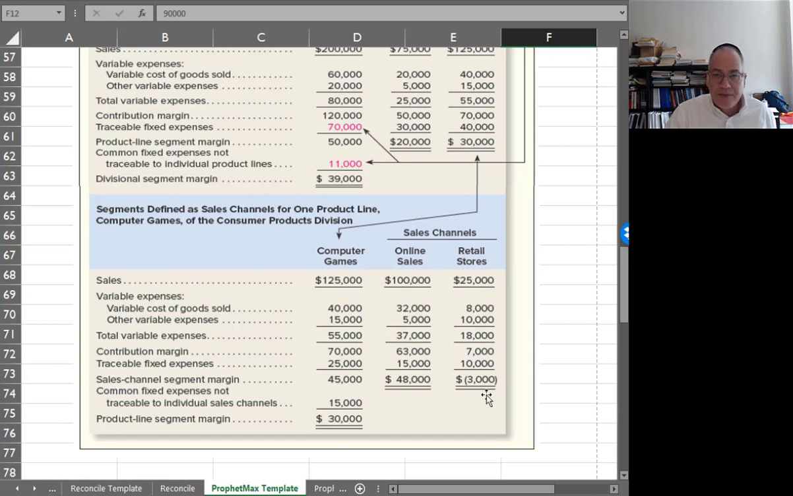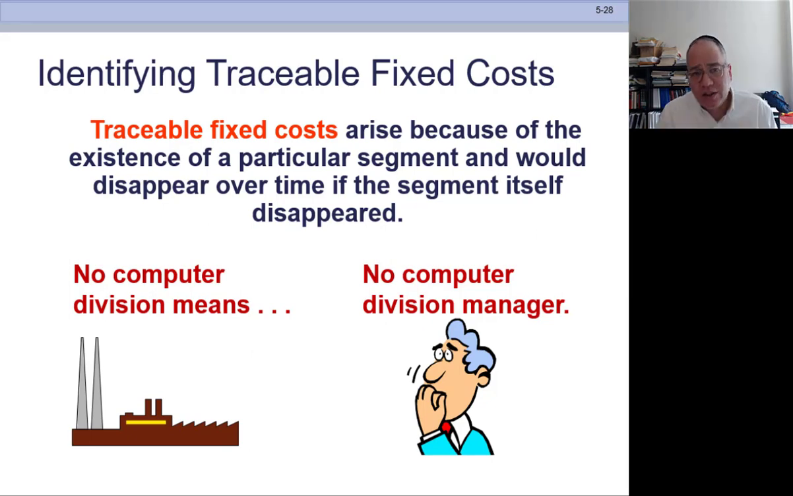But for now, let's focus on testing this to see what works and what doesn't work, to get a better understanding of what's really traceable and what's common. A little bit more about traceable and common. Traceable fixed costs arise because a particular segment exists.